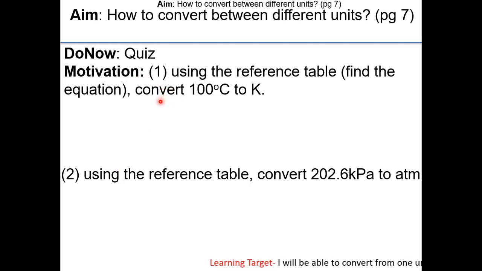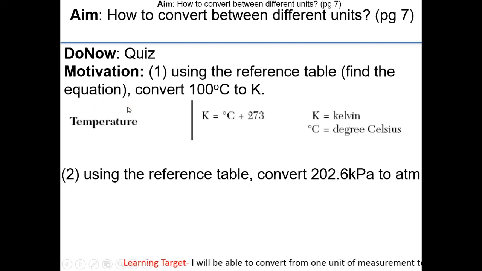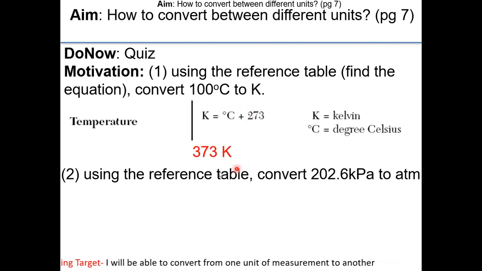In the first one, we have to convert 100 degrees Celsius to Kelvin. To do that, it says to find the equation that's on table T. Okay? So on table T, it tells you the equation. So all we have to do is do 100 plus 273. That's 373 Kelvin.